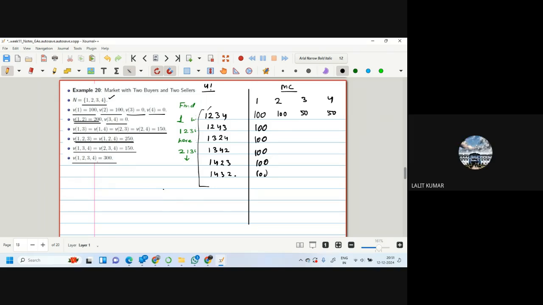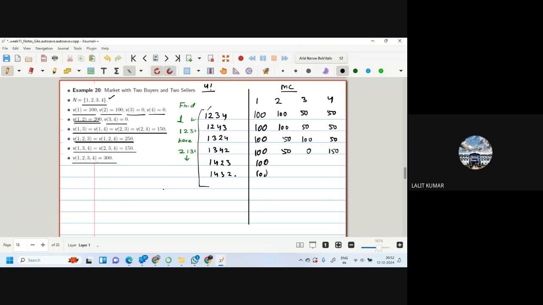Now we do for 1 2 4. The value for 2 we already found, it's 100. Now 4 comes. 1 2 4 is 250, so this becomes 250 minus 200, 50, and this is also 50. Now we come to 1 3. 1 3 is 150, 1's value is 100, so this becomes 50. Now 2 comes. 1 2 3 is 250, 250 minus 150 is 100, and this becomes 50. Now 4 comes. 1 3 4 is 150, and already it is 150, so 150 minus 150 is 0, and this becomes 150.